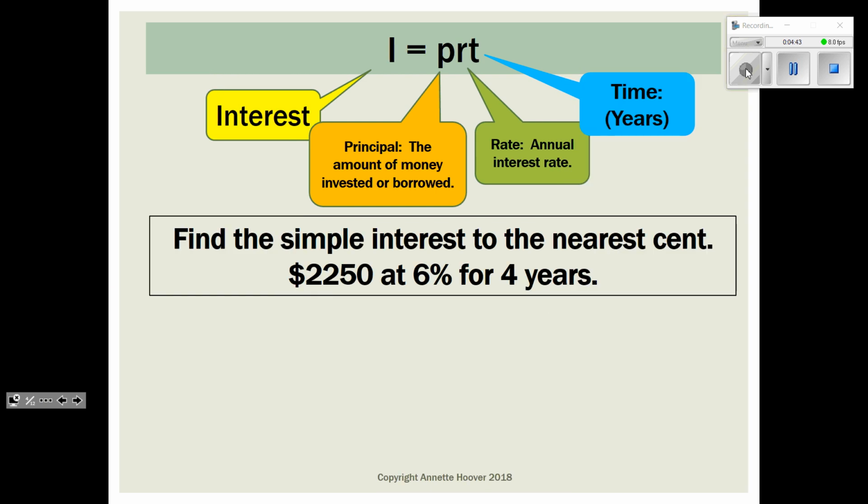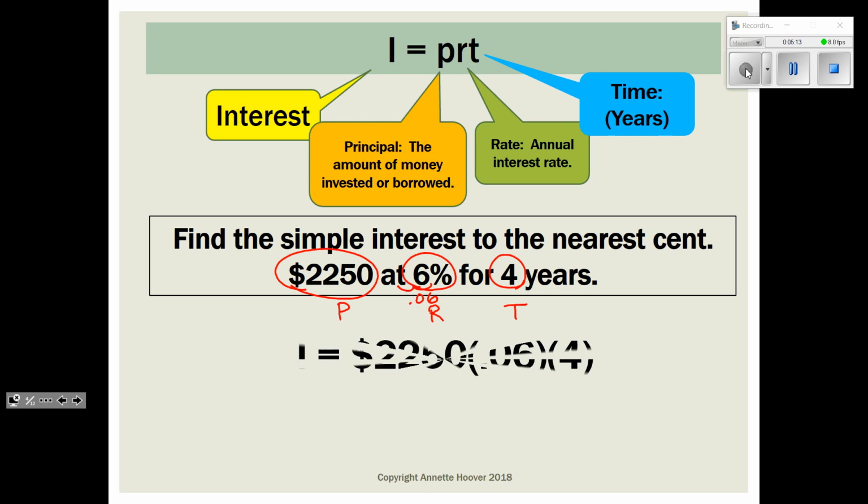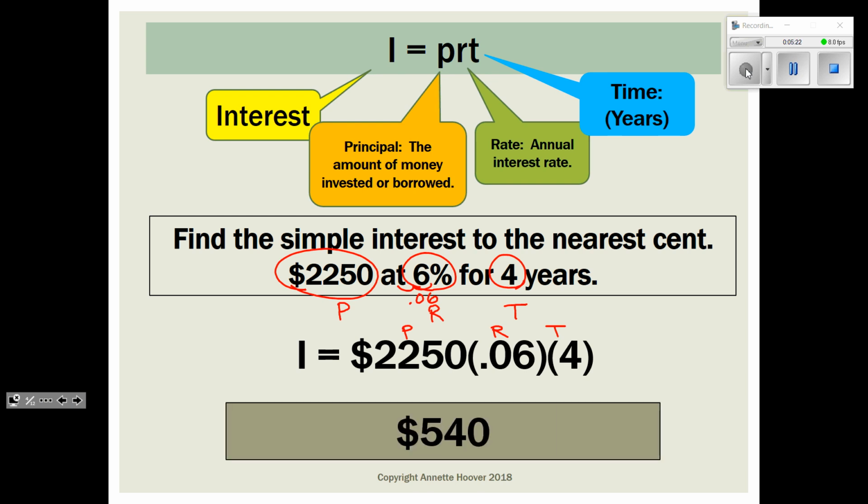Here's another example. Find the simple interest to the nearest cent. Let's say we're investing this time and we deposit $22.50 into an interest-bearing savings account. That's our principal. The percent is the rate, and we're going to convert it into a decimal by moving the decimal point over 2 places. And 4 is the time. So if we plug these into our equation up here, we know that the amount of interest equals the principal times the rate times the time. So there's our principal, our rate, and our time, and we plug it into our calculator. And we find that after 4 years, you have earned $540 in interest.